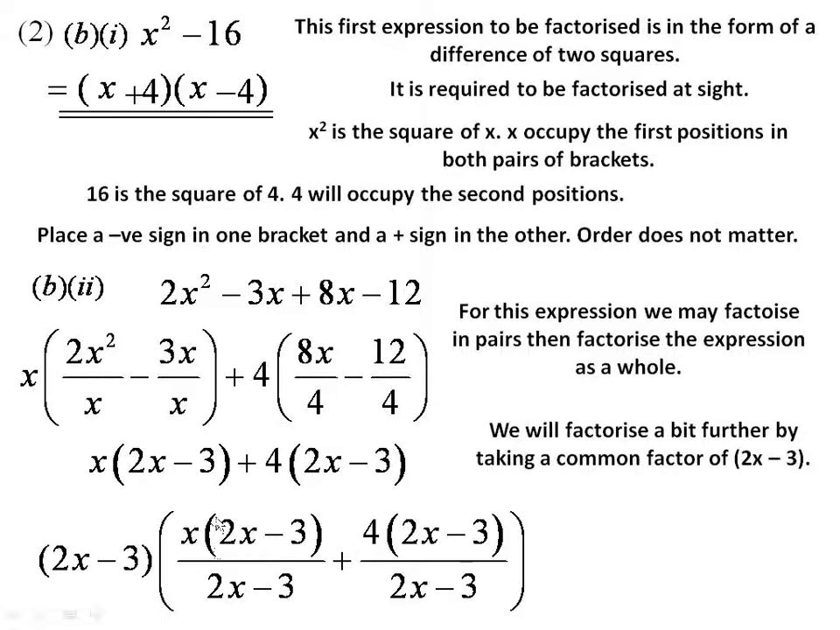Of course, these will eliminate each other, and we have x. These will eliminate each other, and we have 4. So we have 2x minus 3 and x plus 4. And that's all there is to it.